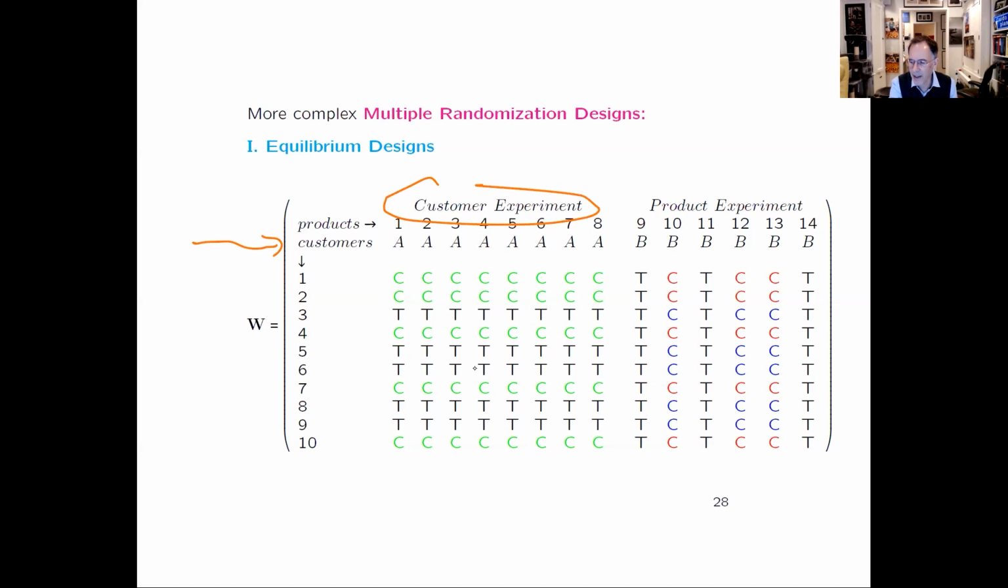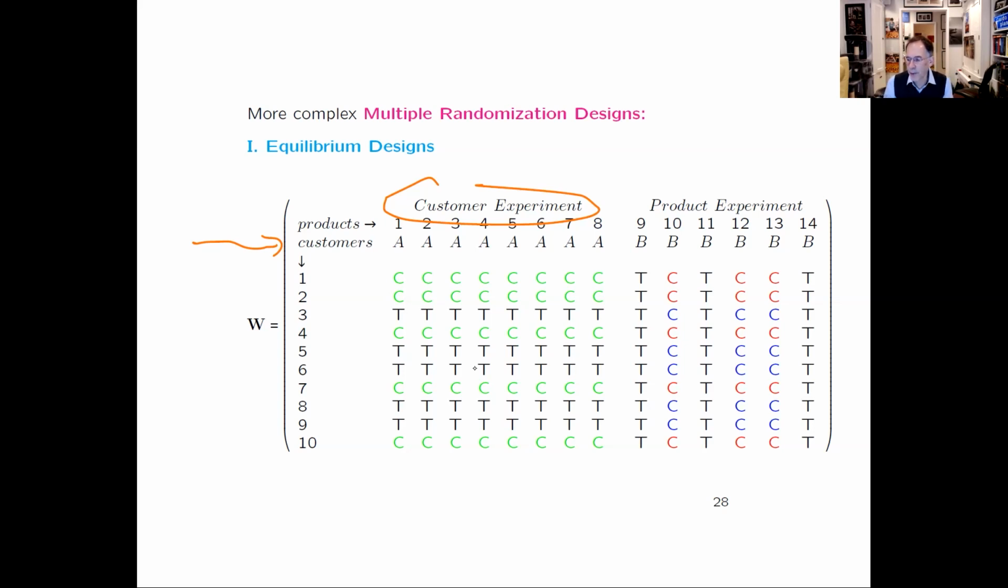Some of them are in the control group, some of them are in the treatment group. Sorry, I misspoke there. We first assign the products to two groups, A or B. And for the products in group A, we do a customer experiment where customers are either always in the treatment group or always in the control group, at least for those products, for these first 8 products.